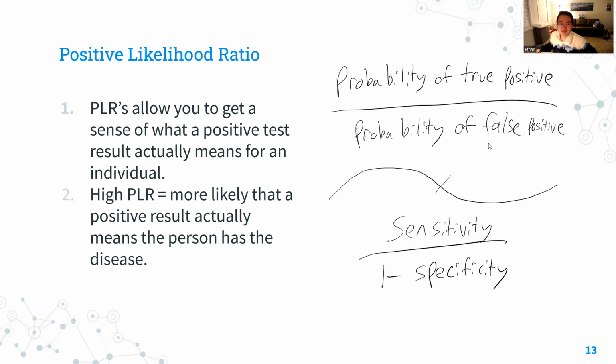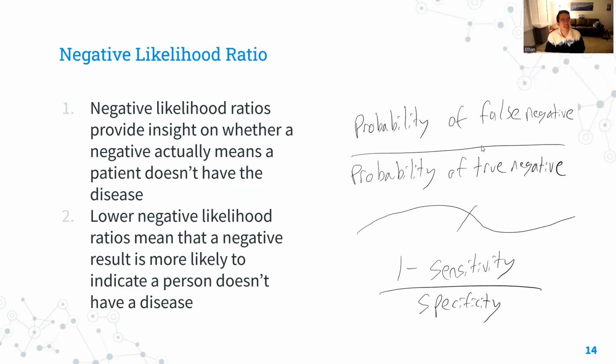Moving forth to negative likelihood ratio. Negative likelihood ratios provide insight on whether a negative actually means a patient doesn't have the disease. And a lower negative likelihood ratio means that the negative result is more likely to indicate a person doesn't have a disease. A little confusing. Let's go into the numbers, right? If we're trying to figure out whether a negative, it's okay. The problem here is that lower is better when it comes to negative likelihood ratios.